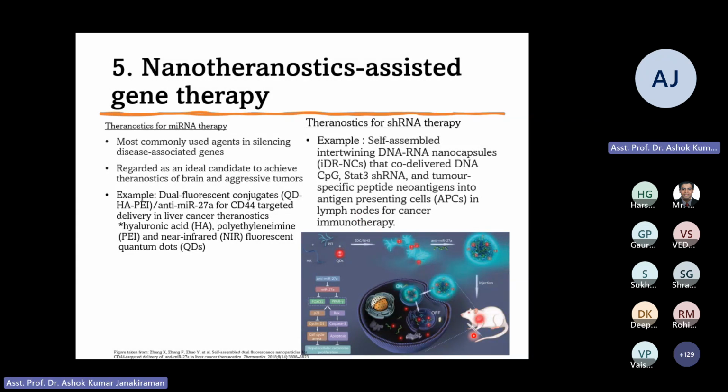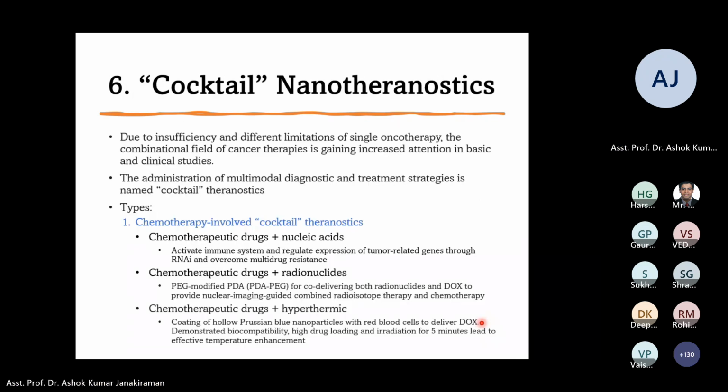So look at the picture. We have both imaging, that means for diagnosis, and also we can track whether the drug has reached the affected area. Then the last one, single therapy. So we are using a single therapy to treat the oncology patient.